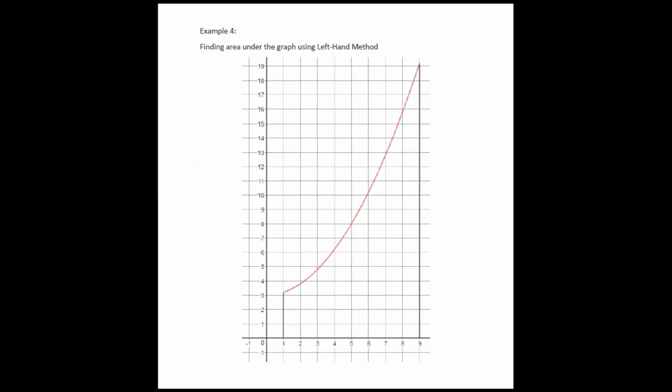So now let's go to example 4, where we have a region that's bounded by a curve. We're bounded by the line x equals 1 on the left, x equals 9 on the right. We're bounded by the x-axis, or y equals 0, from below, but we're bounded by some function here, f of x, which we're not given what that function is.